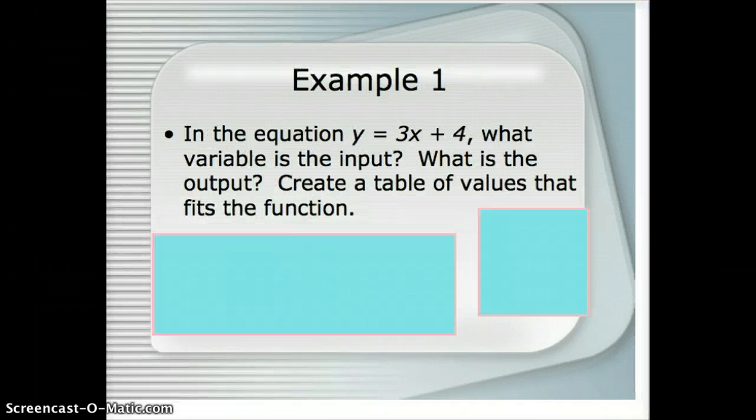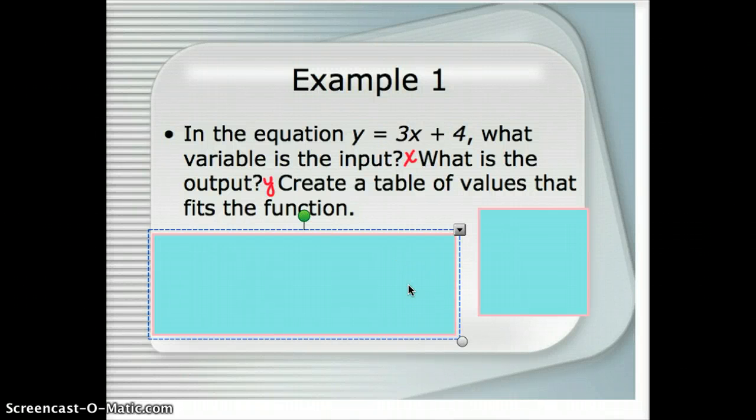So we're going to look here at the equation y = 3x + 4. What variable is the input? You should notice usually the variable that's all by itself is going to be the output because that's what you're solving for. So x is the input variable here, and y is the output. If I ask you to create a table of values that fits the function, you're allowed to pick whatever value you want for x, and then you need to solve it for y. Again, I did this one in advance because I knew I'd be running out of time.